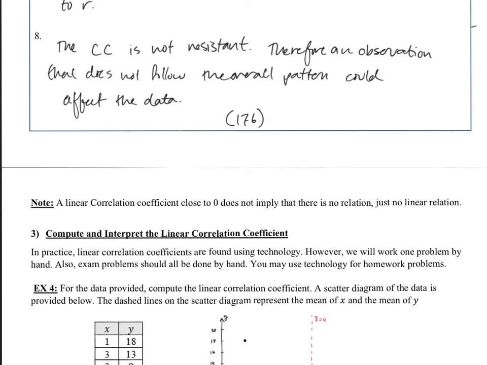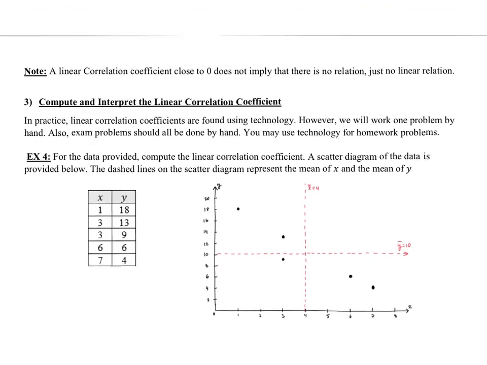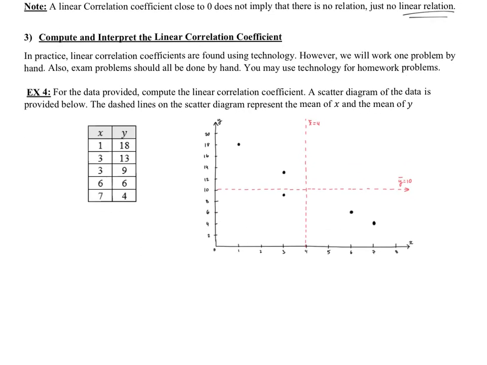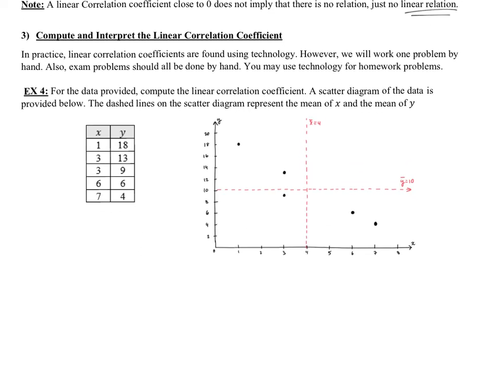Okay, so now let's take a look. Oh, one thing to note. A linear correlation coefficient close to 0 does not imply there's no relation, just no linear relation, as I highlighted previously. So our third objective, compute and interpret the linear correlation coefficient.